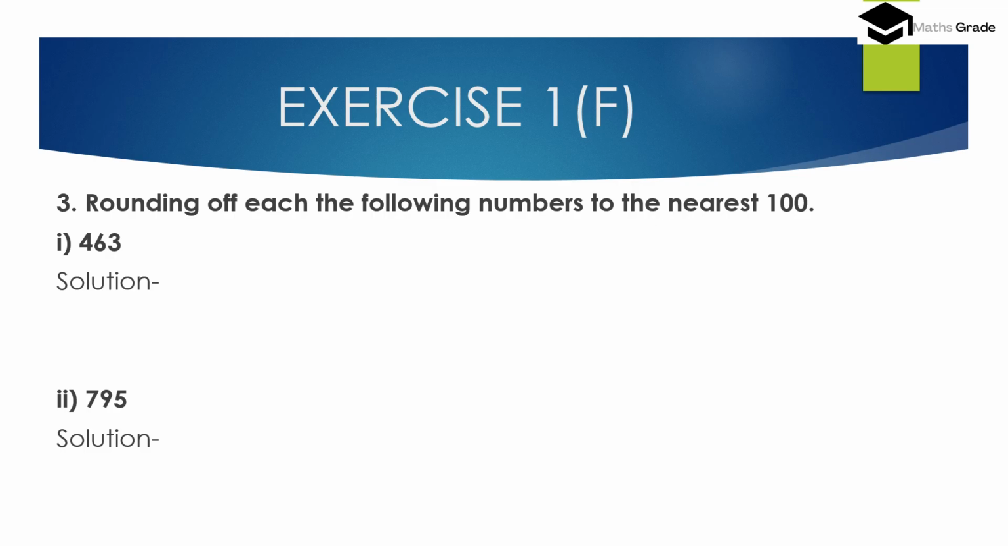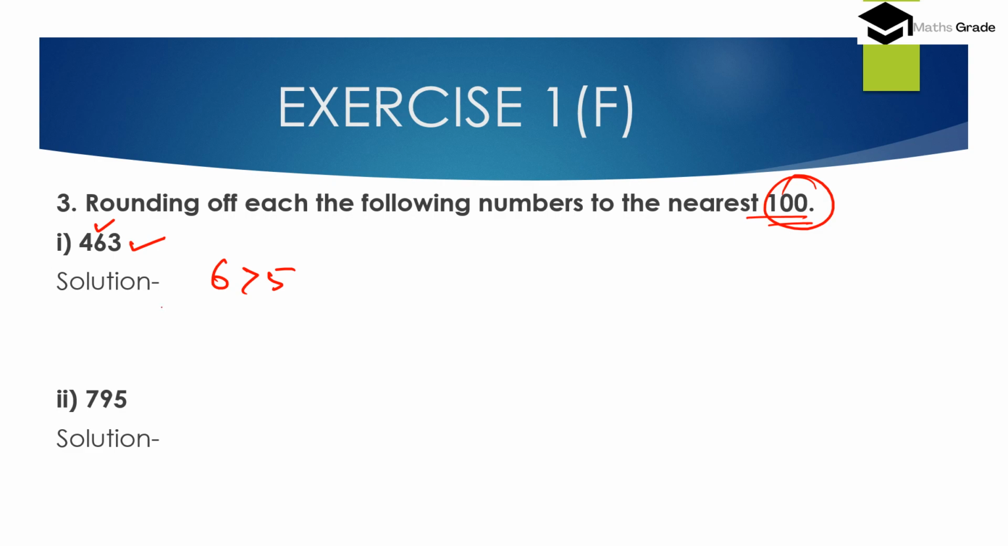Now question number 3, round each of the following numbers to the nearest 100. The first one is 463. We have to round this number 463 to the nearest 100. When we round any number to the nearest 100, first look at the tens place digit. Here the tens place digit is 6. 6 is more than 5. So we have to add 1 to the hundreds place digit.